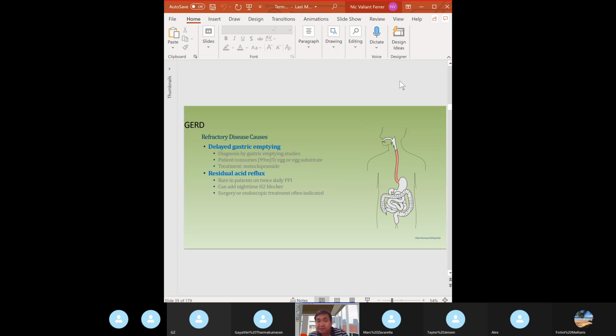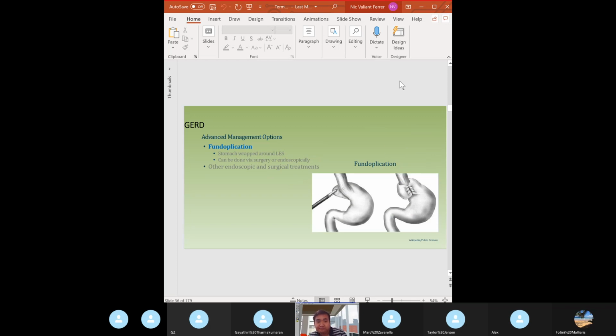Delayed gastric emptying is a refractory disease that can cause GERD. So what is this? It is diagnosed by gastric emptying studies. So the patient consumes technetium or an egg substitute. For this one, we treat them with metoclopramide. Residual acid reflux is rare in patients on twice daily PPI. However, it happens. So you can add a nighttime H2 blocker, definitive treatment, surgery, or endoscopic treatment.